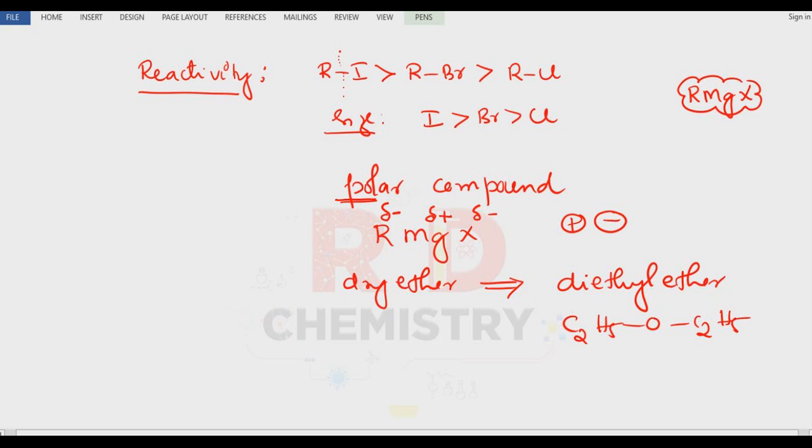What else does it do? It also helps in coordination with the magnesium metal. The oxygen contains a lone pair of electrons, which will coordinate with the magnesium metal present in the Grignard reagent RMgX. So it will stabilize the Grignard reagent. It is also called solvation, because the solvent, ether, tries to stabilize the Grignard reagent. The process is also known as the solvation process.